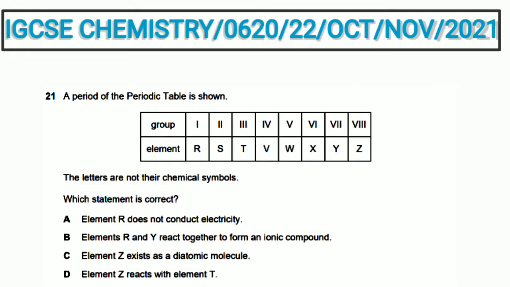Question 21. A period of the periodic table is shown. The letters are not their chemical symbols. Which statement is correct? Statement A. Element R does not conduct electricity. It is a wrong statement because the left side of the periodic table has metals which conduct electricity.